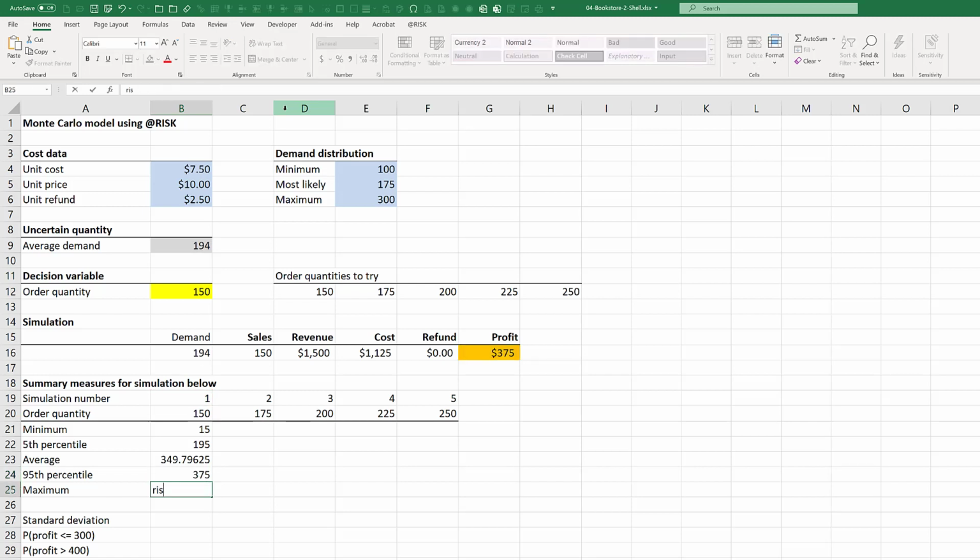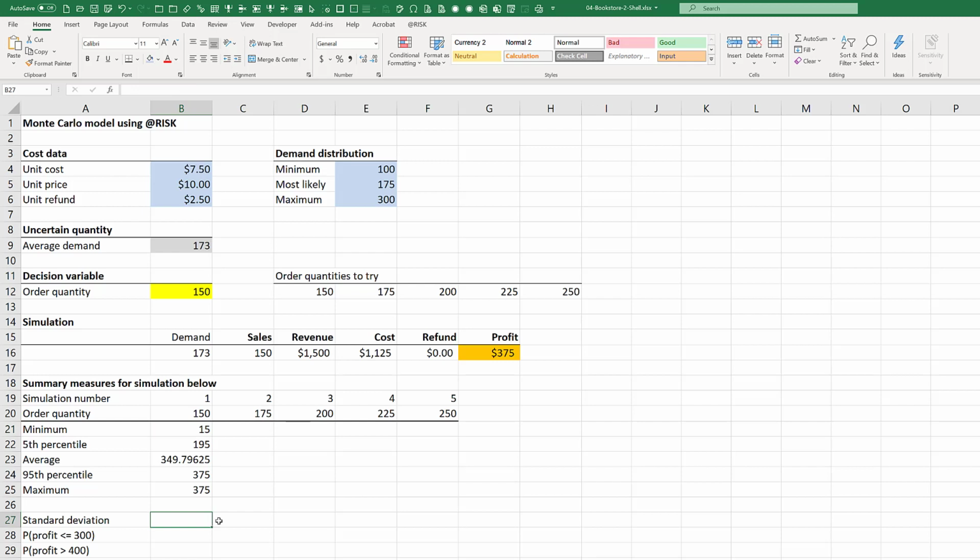And then we have risk max, okay, profit and simulation number. Okay, here in risk mean, the G16 should be absolute referenced. Just want to make sure that the absolute references are all properly set.